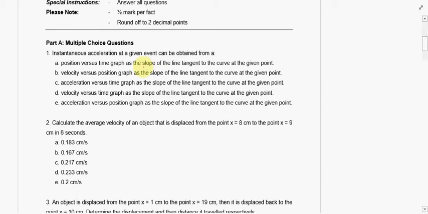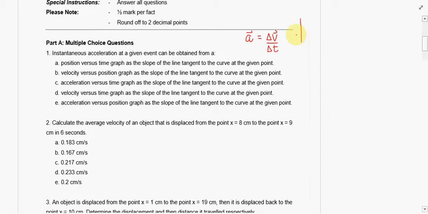So the first question asks you, instantaneous acceleration at a given event can be obtained from, and you have 5 possible options. Well, by definition, acceleration is a vector quantity that is equal to the change in velocity over the change in time.